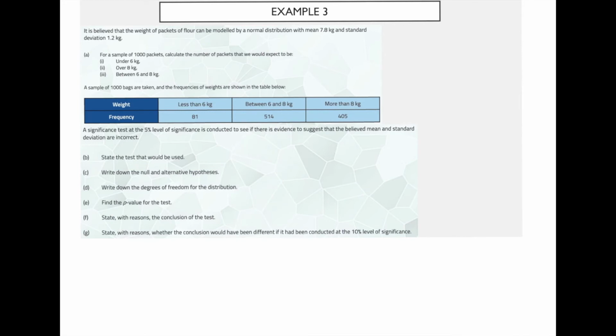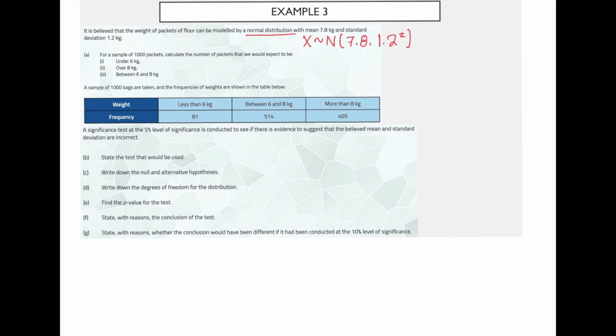Okay, example 3. It is believed that the weight of a packet of flour can be modeled by a normal distribution with a mean of 7.8 and a standard deviation of 1.2. For a sample of 1,000 packets, calculate the number of packets that would be expected under 6 kilograms. So for this one, we have to think that we are dealing with a normal distribution with a mean of 7.8 and a standard deviation of 1.2. So this is the distribution we are dealing with.